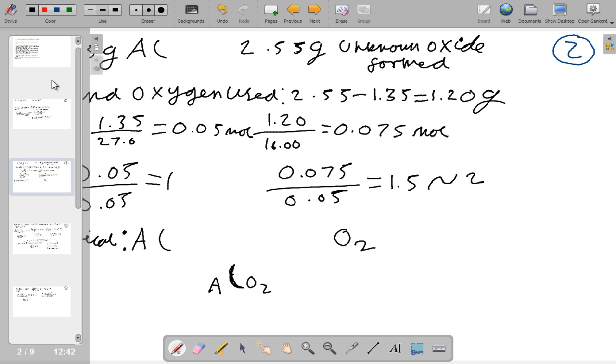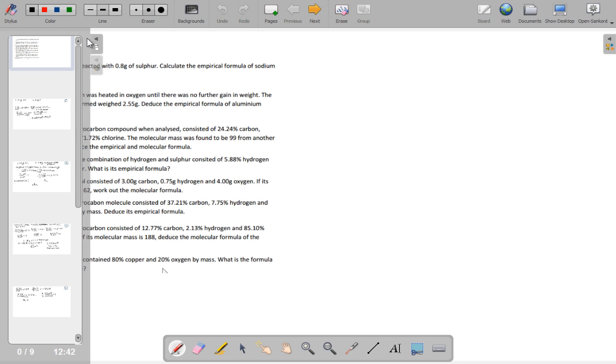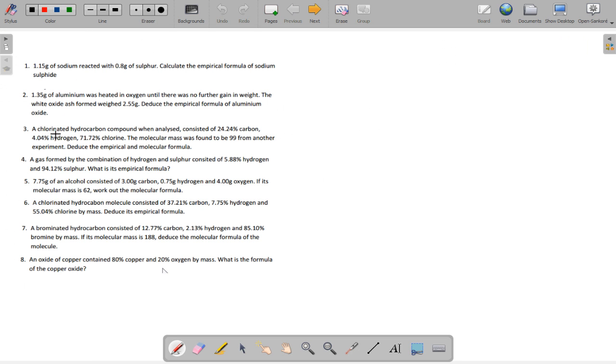And moving on to question 3. A chlorinated hydrocarbon compound when analysed consists of 24.24% carbon, 4.04% hydrogen, 71.72% chlorine, and the molecular mass was found to be 99 from another experiment. Deduce the empirical and the molecular formulae.